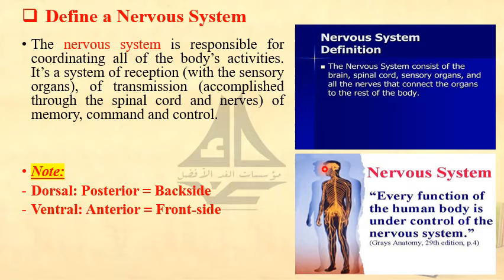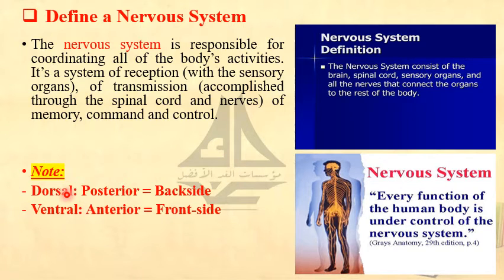brain. So, our nervous system is divided into two parts: the central nervous system and the peripheral nervous system. The central nervous system includes the brain and the spinal cord, and the nerves, look at the nerves, they are at the periphery of the spinal cord, so they constitute the peripheral nervous system. Every function of the human body is under control of the nervous system. Here it is showing you that it is a system of control. It is controlling all the movements of the body.